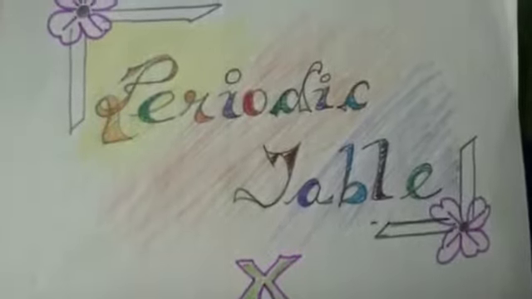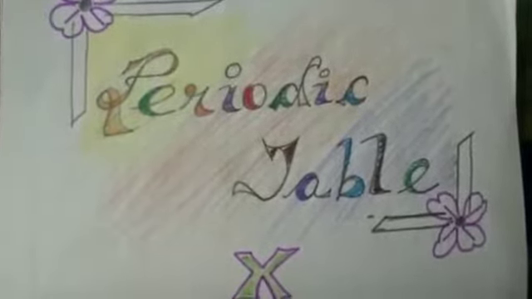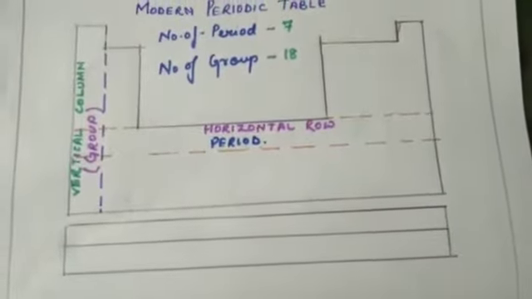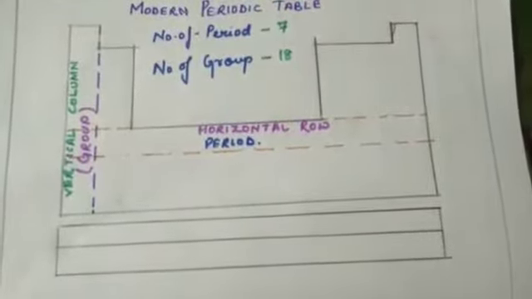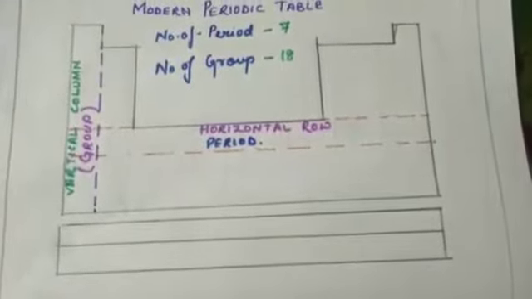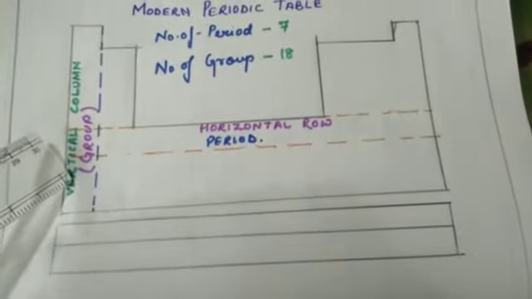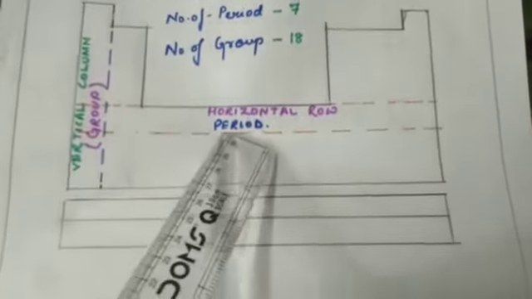Good morning, students. Today we're going to learn about the modern periodic table for class 10. As is already known, the modern periodic table was framed by Henry Moseley, and he framed it based on vertical columns, called groups, and horizontal rows, called periods.